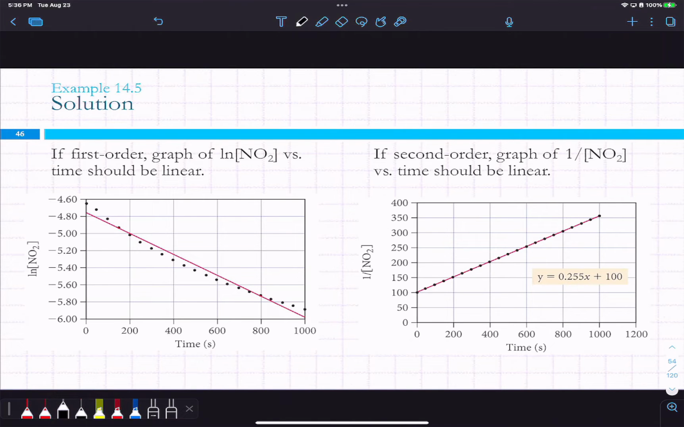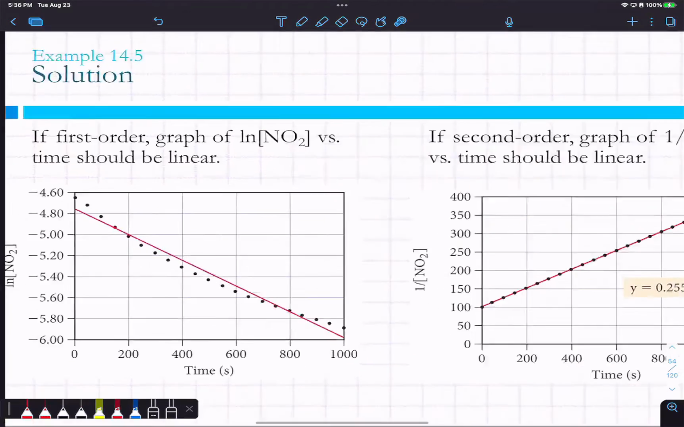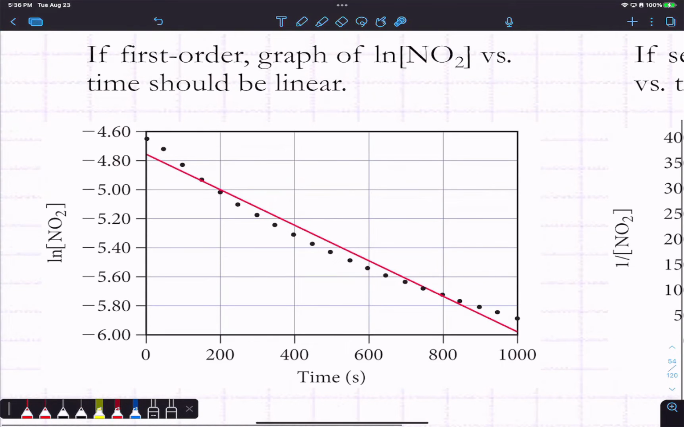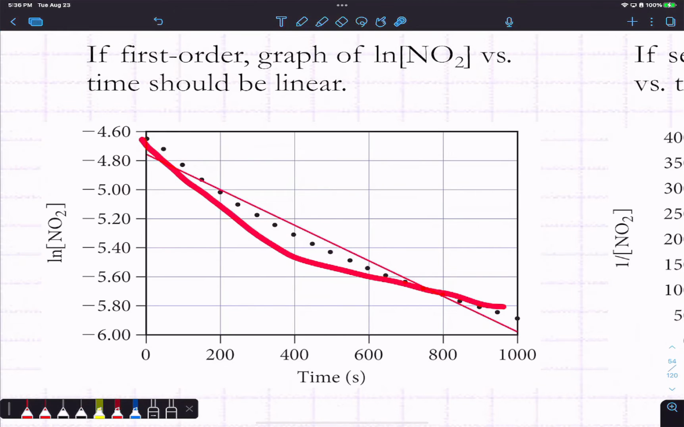So if we take this reaction and we graph it, zoom in on this, and we graph it like it's a first order. So we'll say we don't know if this is first or second order. So we say, okay, let's assume it's first order, graph the natural log of the concentration versus time, like we would do. And then if it was first order, this would give us a perfectly straight line. We can see that it's got some curve to it. And because it has that curve, we know it's not a first order reaction.